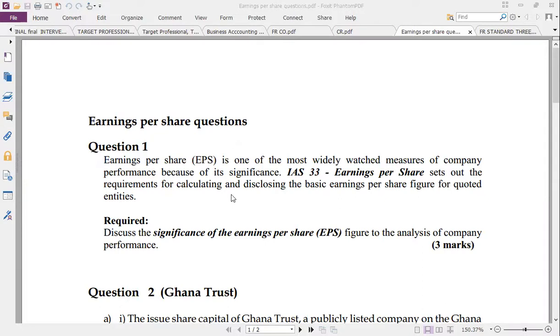Question one. Earnings per share is one of the most widely watched measures of a company's performance. Because of its significance, IAS 33 Earnings per Share sets out the requirements for calculating and disclosing the basic earnings per share figure for quoted entities. Discuss the significance of the earnings per share figure to the analysis of a company's performance, 3 marks. This has been explained in the very first lecture video, so you can use that to get the answer to this question.